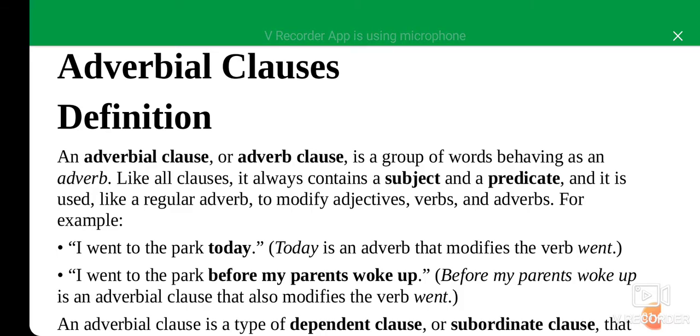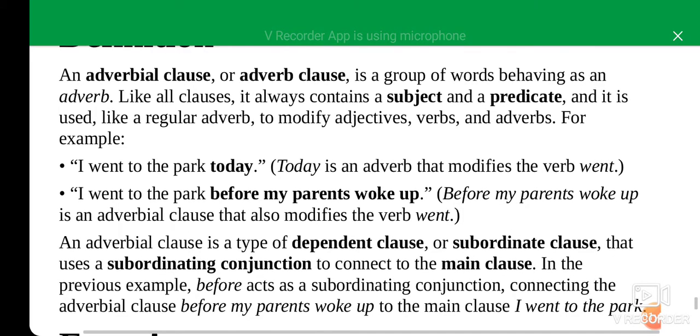Now look at the example. I went to the park today. Today is an adverb that modifies the verb went, and today shows time, so it's adverb of time. It's a regular adverb because it is comprised of one word only, today, that shows time. So this is a regular adverb. It's not an adverbial clause.